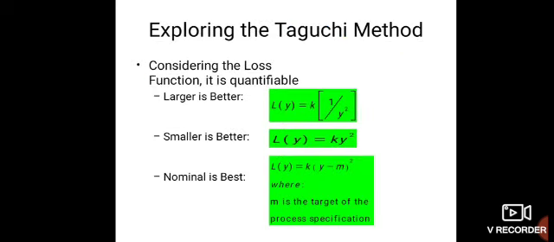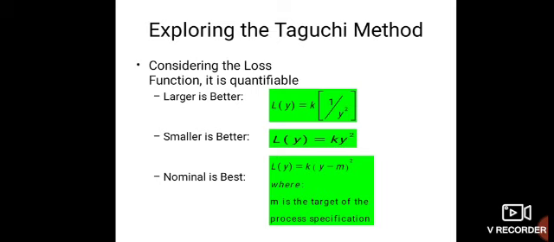Now in the mathematical form, the Taguchi method for larger is better case: L is the loss to the customer, Y is the characteristic, K is the proportionality constant. So we can see if the Y square is more, then loss will be less. So this is the case of larger is better. Like vehicle mileage is more, Y square is more, then loss will be less. The second case, smaller is better. The defects are less, Y square is less, then loss will be less.